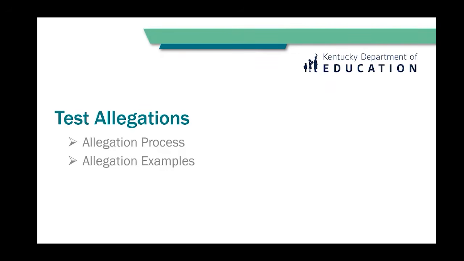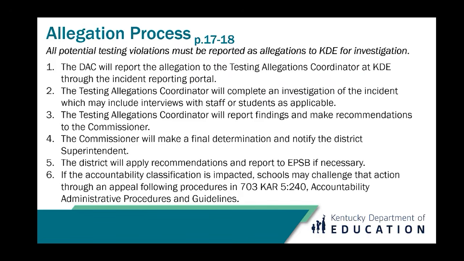As much as we try to have a perfect test administration, testing allegations can occur. All potential testing violations of the Administration Code regulation, inclusion of special populations regulation, or TAM, must be reported as allegations to KDE for investigation. Anyone may report allegations by notifying school, district staff, or directly to KDE. Allegations can be reported anonymously through phone calls or emails.